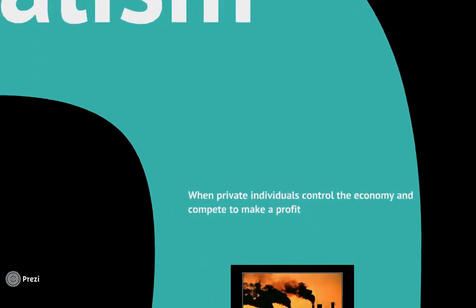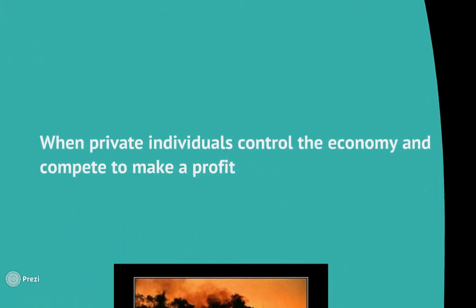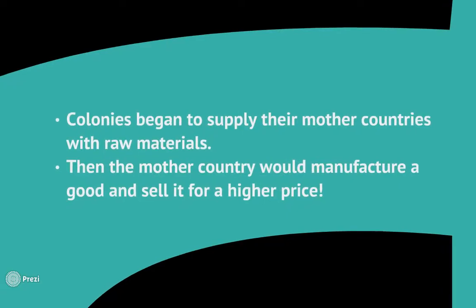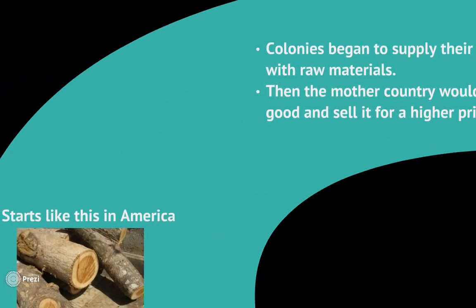Now, capitalism. Capitalism is when private individuals control the economy and compete to make a profit. We have that in the United States. Colonies are going to begin to supply their mother countries with raw materials, and then the mother country would manufacture a good and sell it for a higher price. Let me give you an example.